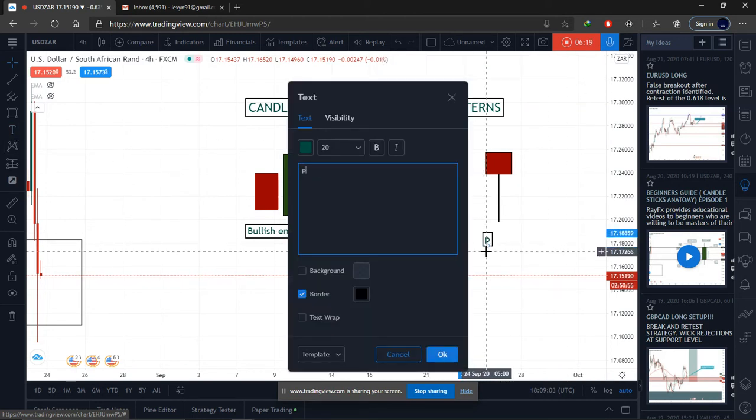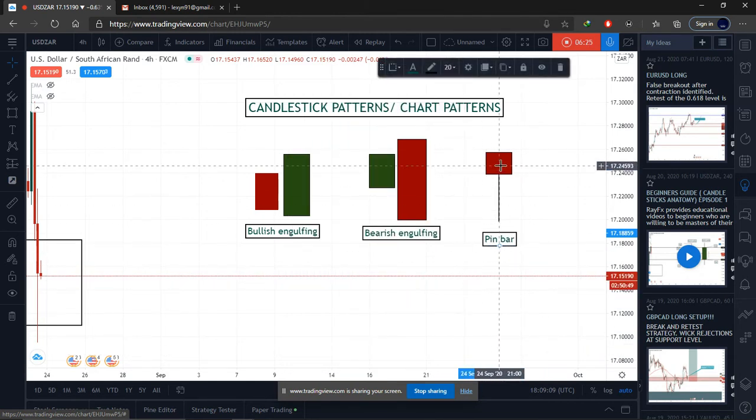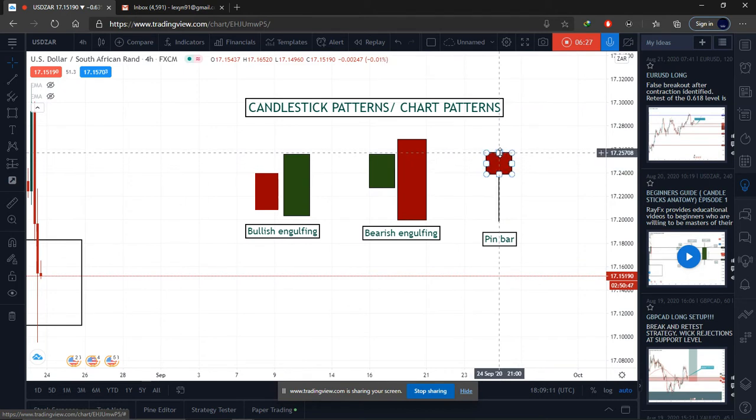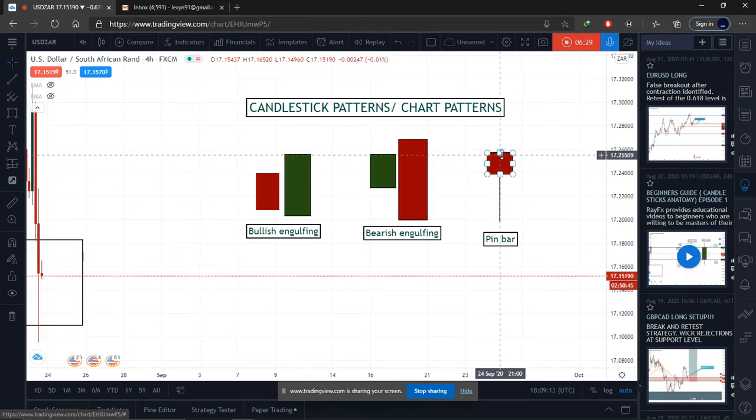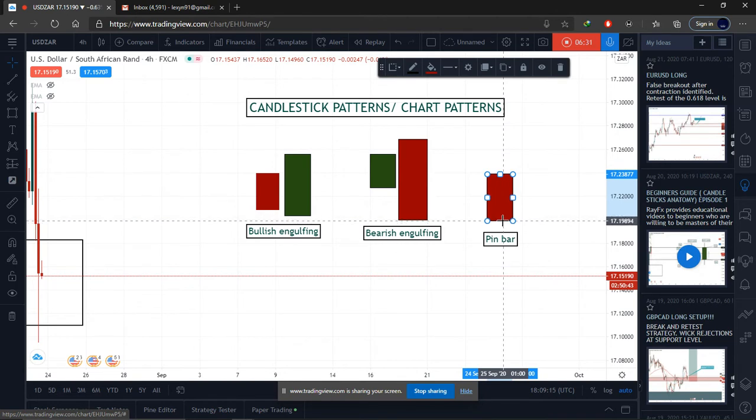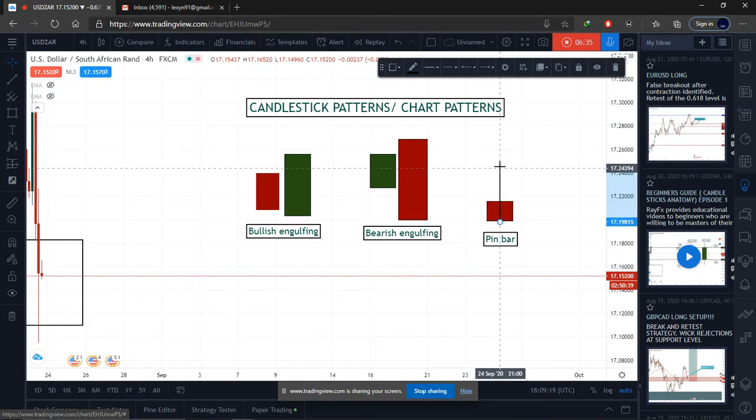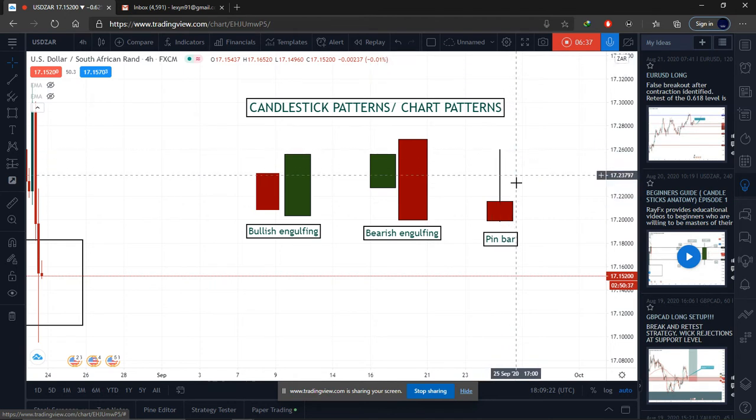So we call it a pin bar, or the hammer candlestick. There are situations where you have this pin bar upside down like this. It's still a pin bar, but it's upside down. Now when you have it upside down, it only becomes significant at a resistance area.